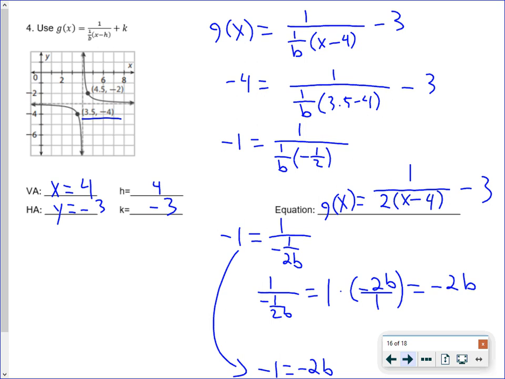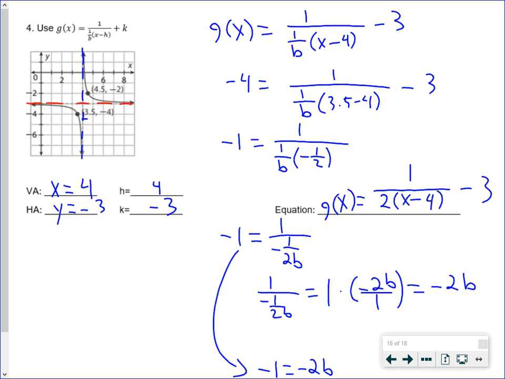Okay, so this is what you should have done for number 4. The answer ultimately was g of x equals 1 all over 2 times x minus 4, all minus 3. And how we did that, we went about it just like we did the last 3 problems. We figure out our vertical and our horizontal asymptotes first. Our vertical asymptote was x equals positive 4, which will be right here. And our horizontal asymptote was this dashed line right there.